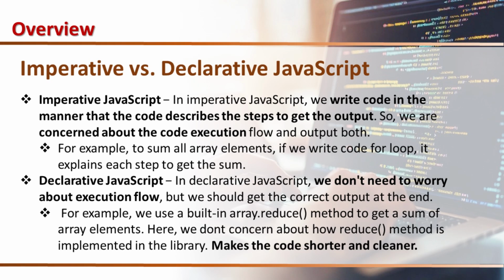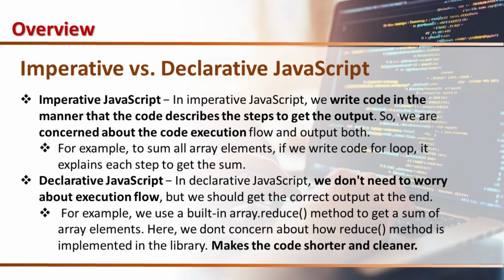In JavaScript, there are two main programming styles, imperative and declarative. In imperative JavaScript, we write code that explicitly describes each step needed to achieve the desired output, so we are concerned with both the execution flow and the result. For example, to sum all elements of an array, we might use a for loop to iterate through each element and calculate the total. In declarative JavaScript, we focus only on the final output without worrying about the underlying execution flow.